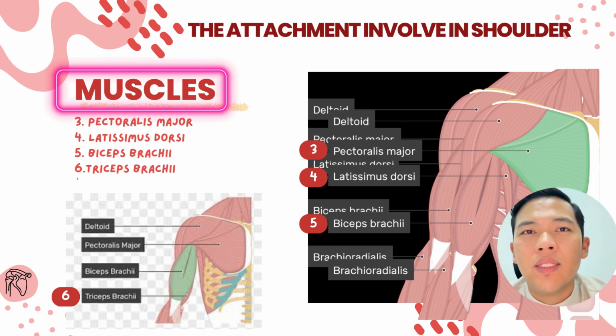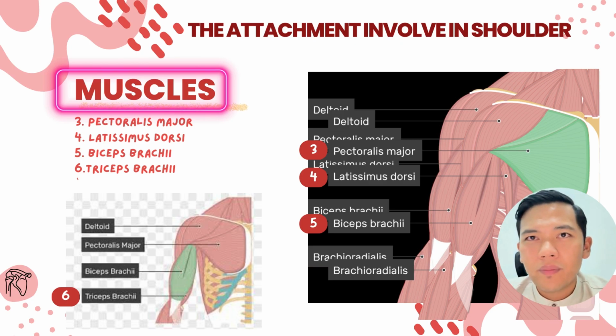Number six is the triceps brachii. The triceps brachii is located at the back of the upper arm, and has three heads, which are the long, lateral, and medial heads. The long head crosses the shoulder joint and aids in shoulder extension.